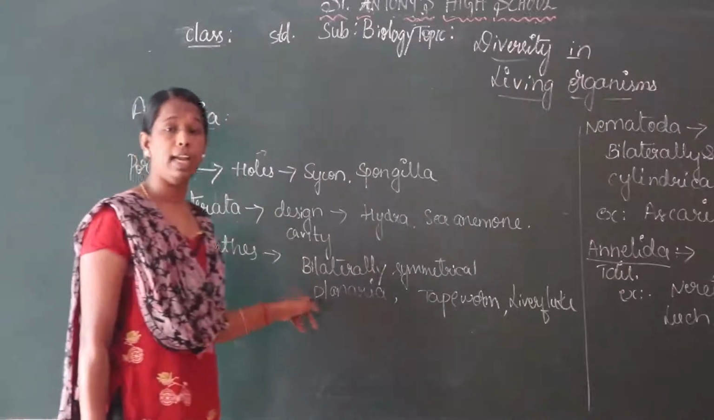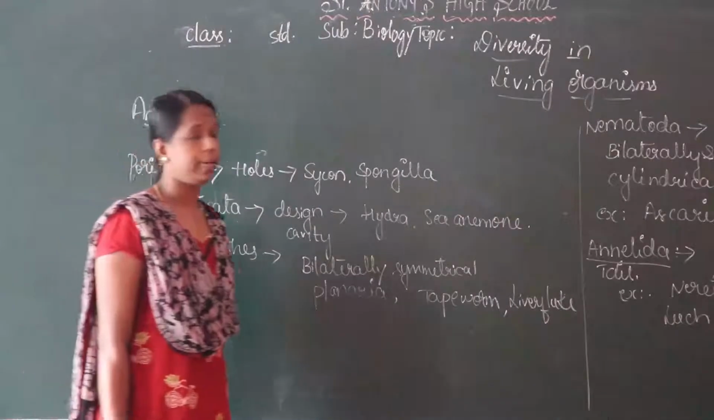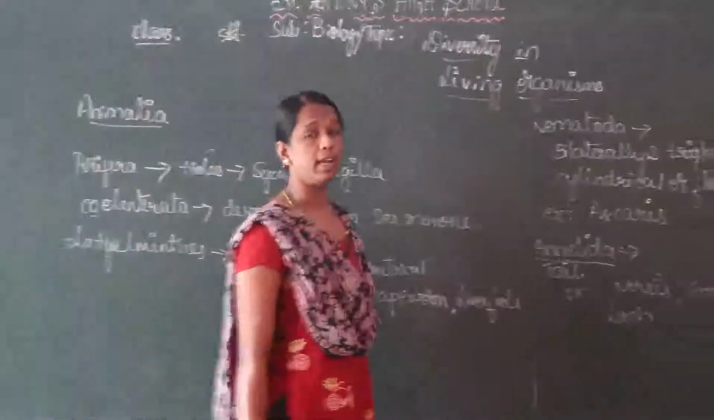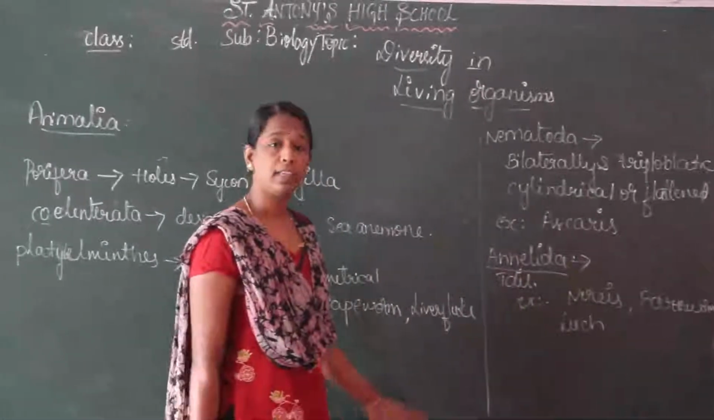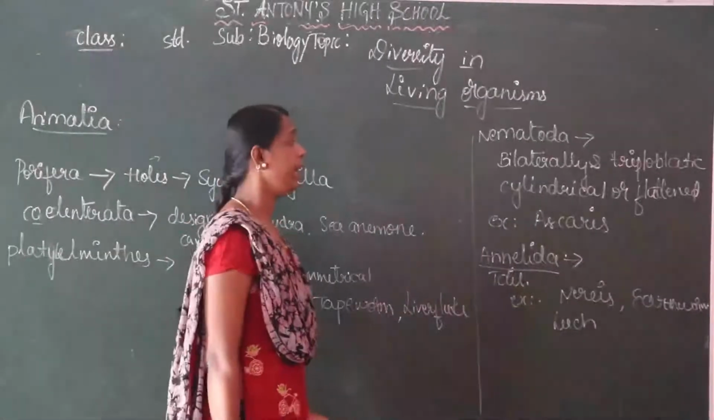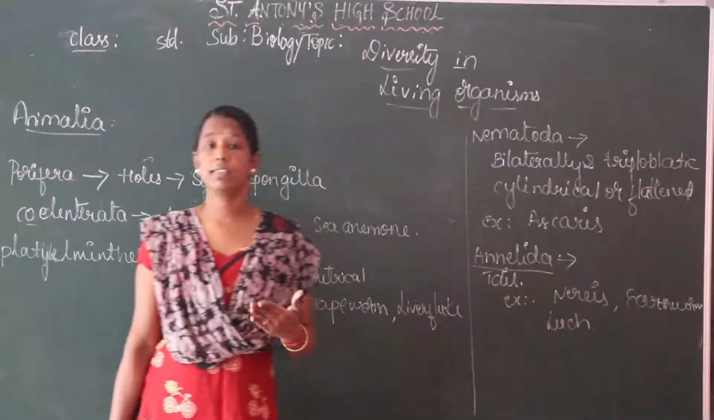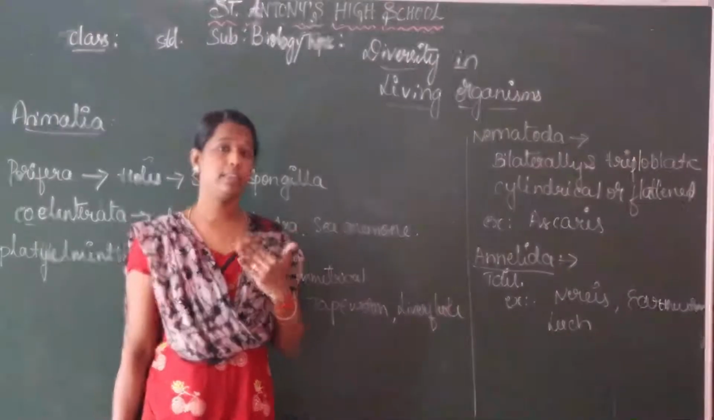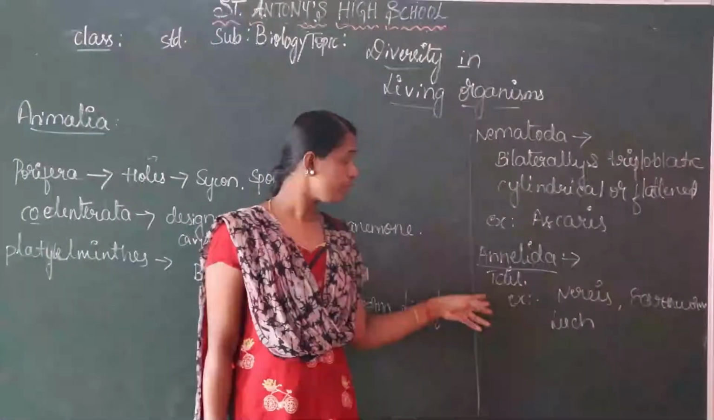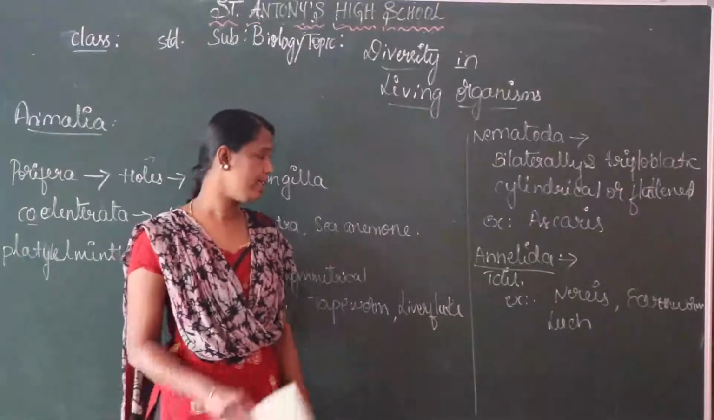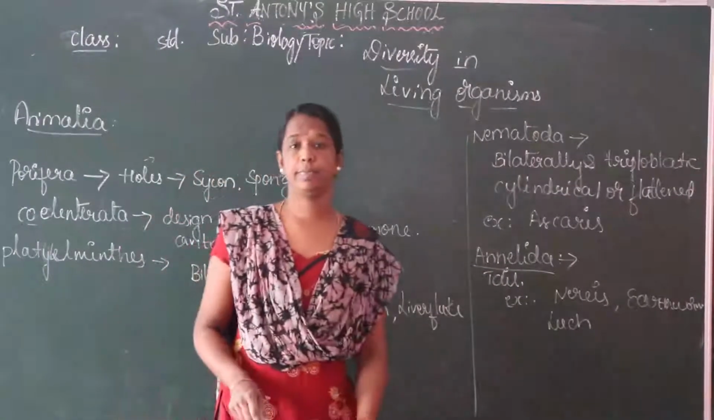Platyhelminthes are bilaterally symmetrical. The body shape is flattened. Examples are liverworm and tapeworm. Nematoda are bilaterally symmetrical and triploblastic. The body is cylindrical or it may be flattened in shape. Example for Nematoda: Ascaris. Ascaris is present in the stomach and intestine of animals. Annelids have a tail. Examples for annelids are Nereis, earthworm and leeches.